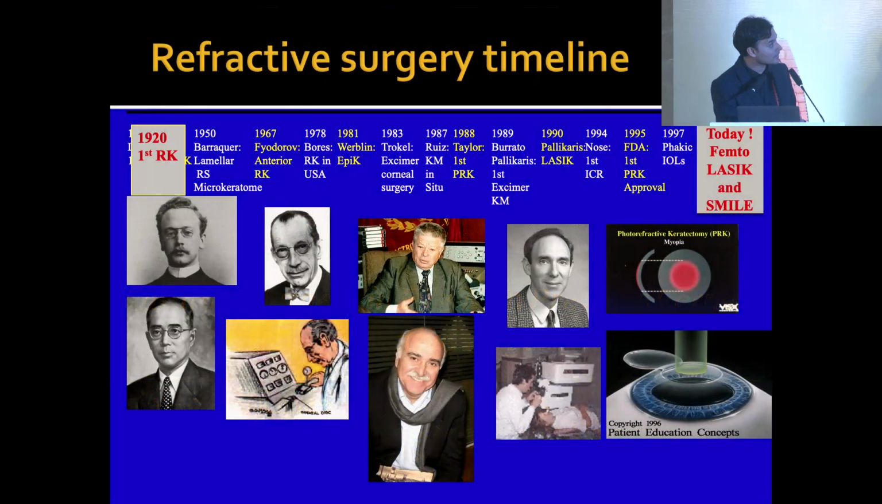This is a very interesting slide because it depicts one message: the attempt at corneal refractive surgery started about a century back. In 1920, a posterior RK was attempted by Professor Sato in Japan, and that was the first true attempt at a corneal refractive procedure. But from that time we have truly come a long way, almost a century or more, and now we have access to very, very advanced tools.